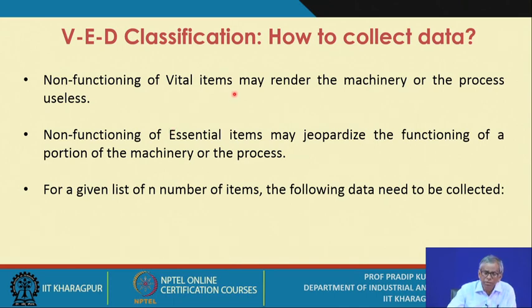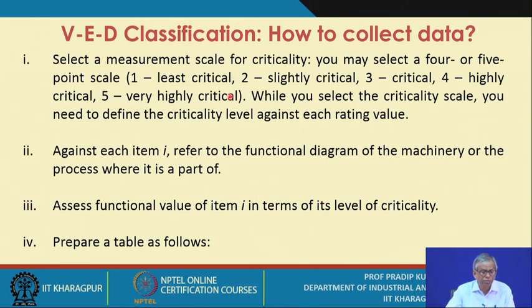Non-functioning of vital items may render the machinery or the process useless. That means you will not be getting any performance or the function out of it. Non-functioning of essential items may jeopardize the functioning of a portion of the machinery or the process. This point I have already elaborated. And for a given list of n number of items, the following data need to be collected for VED analysis. Now, as I have already pointed out, essentially the classification is made through the procedure you follow.